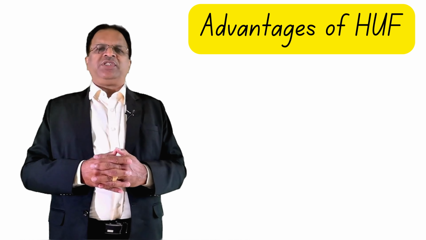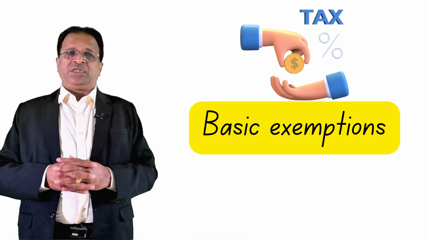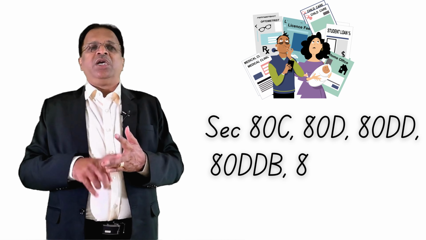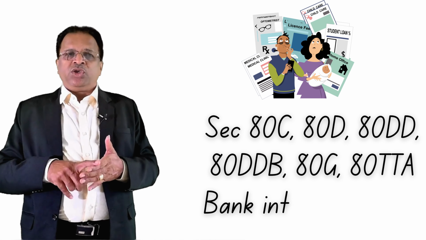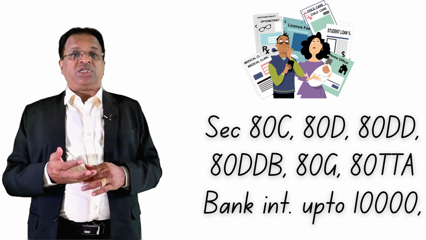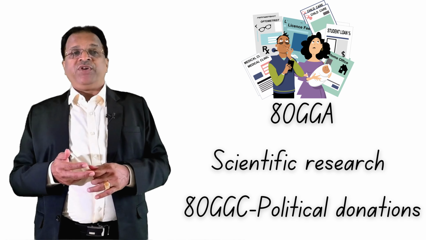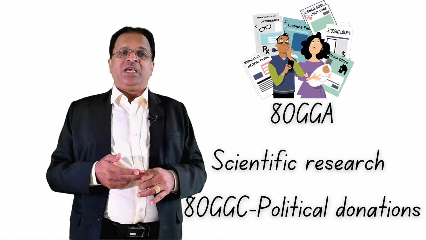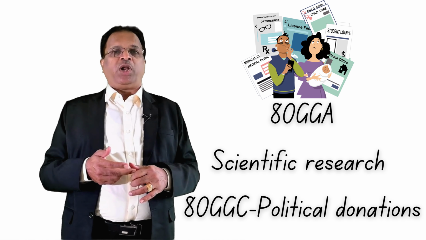Now why HUF is important is because in an HUF you get all basic exemptions. You get a lot of deductions, like 80C deduction, 80D, 80DD, 80DDB, and 80G exemptions. You get 80TTA exemption, which is bank interest up to 10,000 rupees, 80GGA, which is donation for scientific research, and 80GGC, which is donation for political parties.